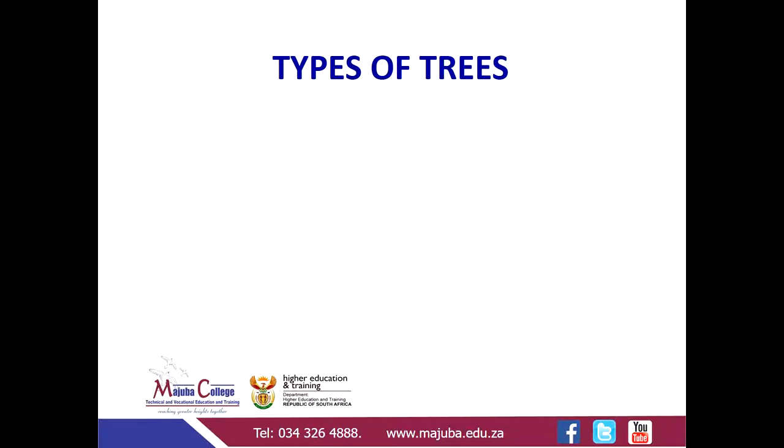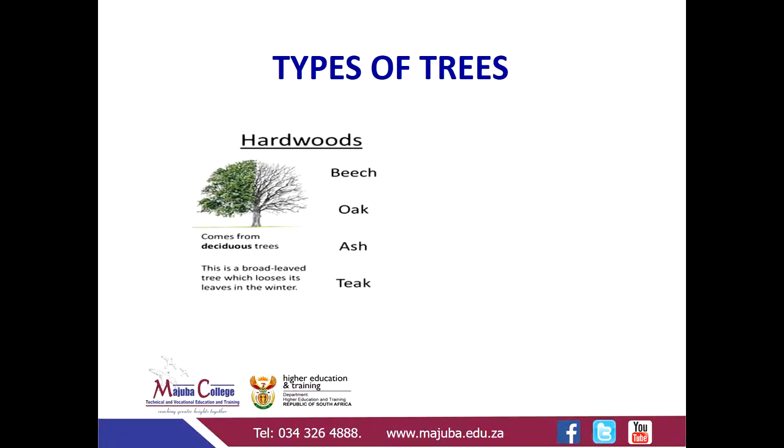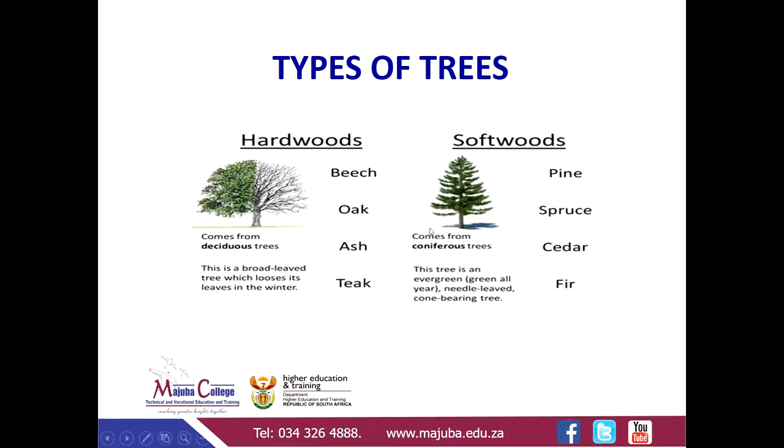Okay, we have two types of exotic trees. We've got hardwood and softwood. Let's start with the hardwood. Hardwood, if you define it, belongs to the group of trees that are deciduous and bear flowers, and they lose leaves in winter. If you look at this picture, it's clear they lose leaves in winter. They're not always green. Whereas softwood belongs to the group of trees that are evergreen and they bear cones. So these trees are evergreen and they bear cones.